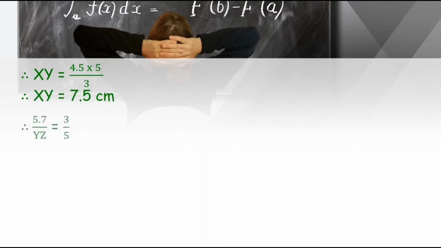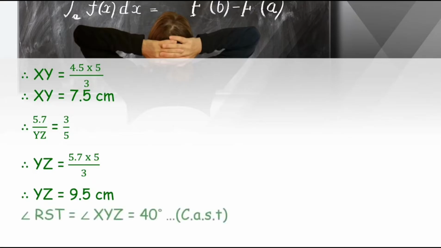Now we will take the second and the last ratio, that is 5.7 upon YZ equals 3 upon 5. So YZ equals 5.7 into 5 upon 3. Now we will cancel 5.7 by 3, we will get 1.9, and 1.9 into 5 gives us 9.5 centimeters. So we got the length of YZ as 9.5 centimeters.